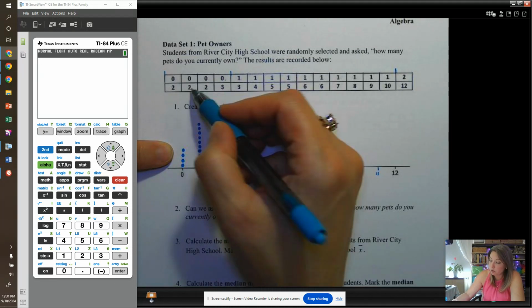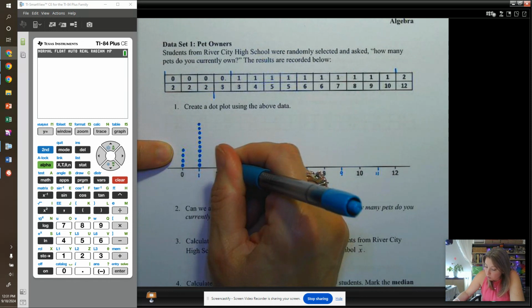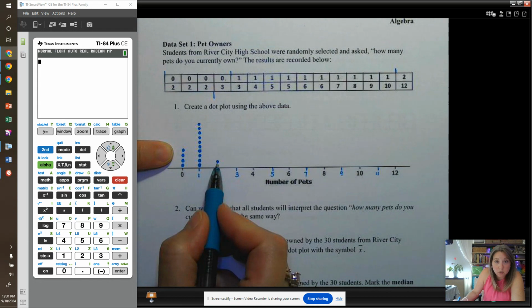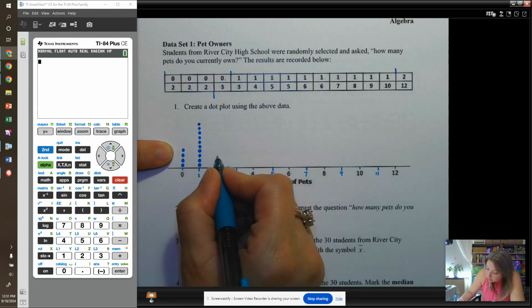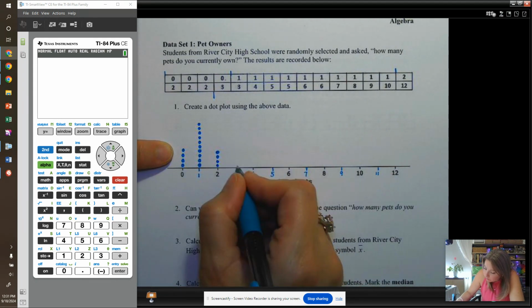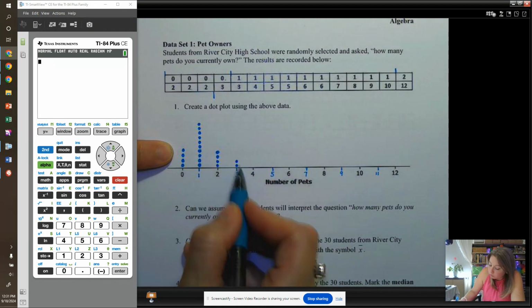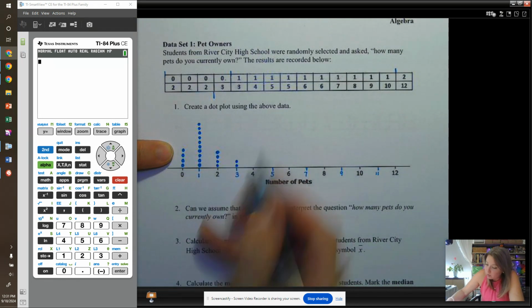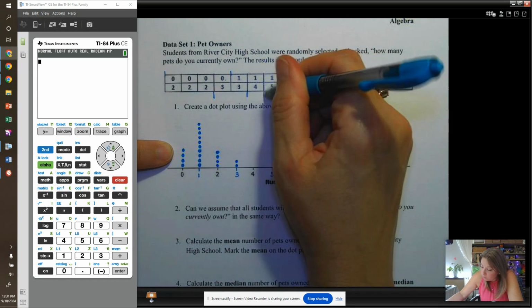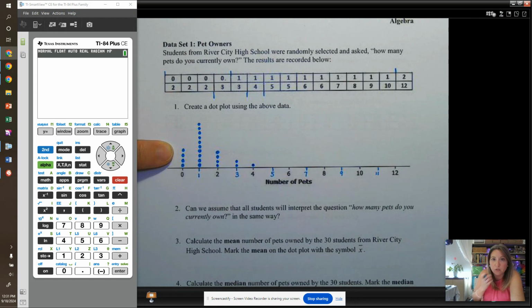1, 2, 3, 4 people said they had 2 pets. So now again, lining up horizontally with the previous ones and vertically over the 2. 2 people said they have 3 pets. Line up horizontally with the previous, vertically over the 3. Okay, only 1 person had 4 pets. Okay. That's probably the easiest lineup we've done so far, right?